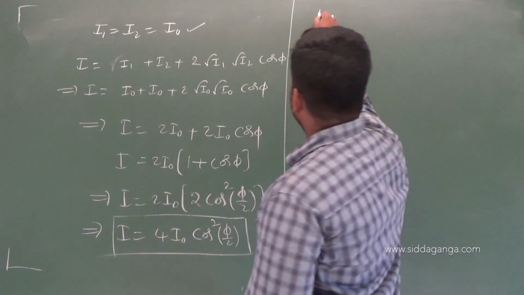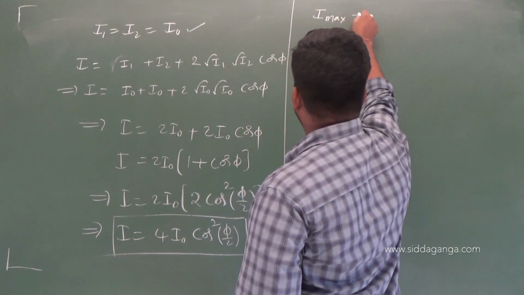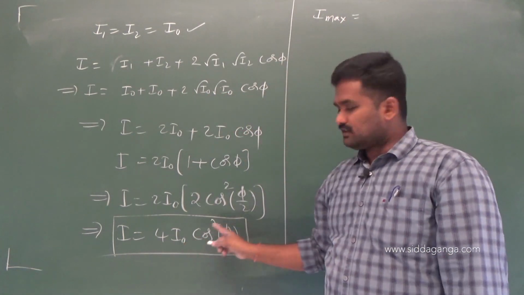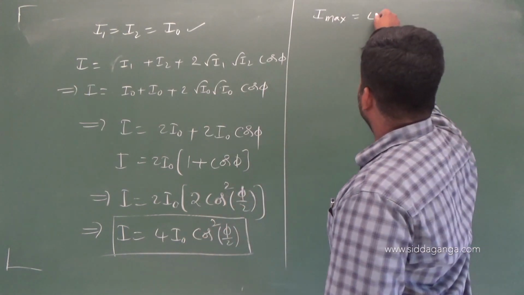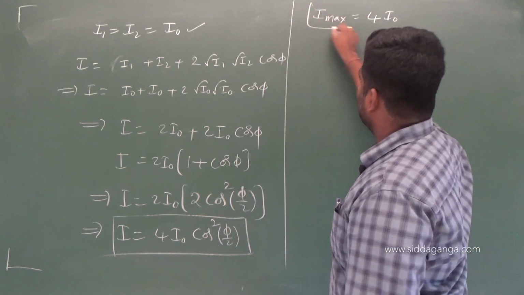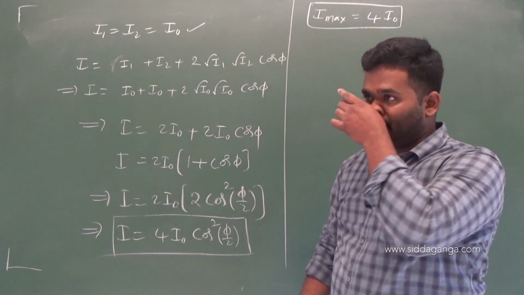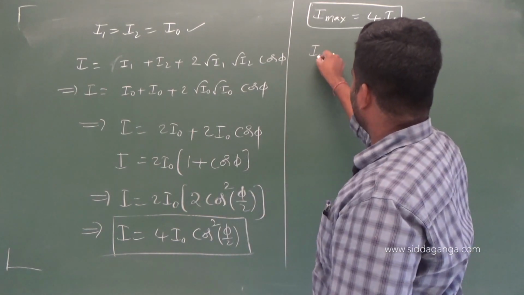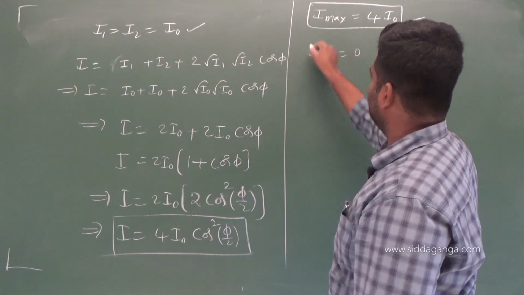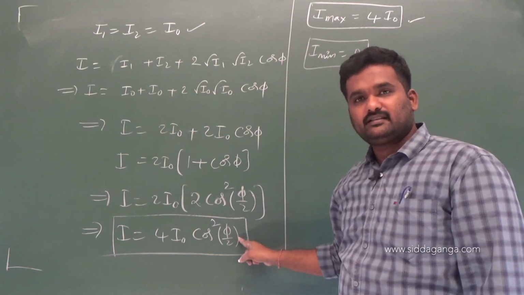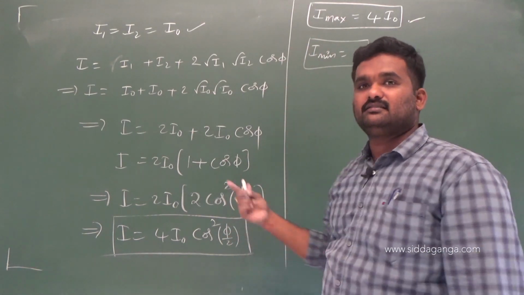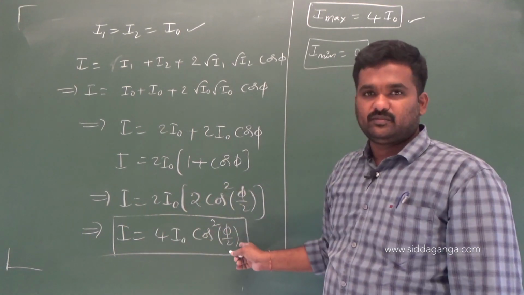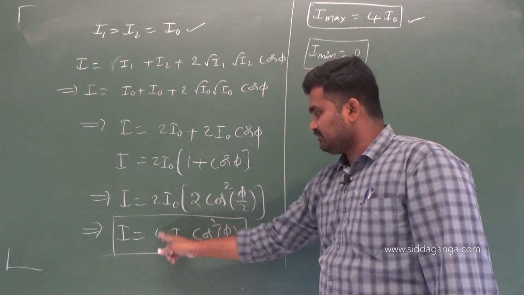What is the value of I maximum here, tell me? If the intensities are equal, then the maximum intensity you are going to get is, cos 0 is 1, so it is 4 I0. Maximum intensity, if two waves of same intensity are superposed, is 4 I0. And what is the value of minimum intensity? I minimum equals 0. Why 0? Cos 90 is 0. For phase differences other than 0 or 180, if they are superposed, then you can find the resultant intensity using this relation.